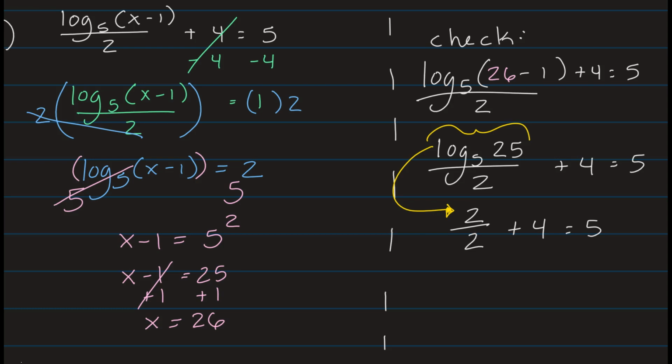Then I continue solving. 2 divided by 2 is 1. 1 plus 4 is 5. The left-hand side equals the right-hand side, meaning my solution of 26 is valid, and I can circle it and be done.